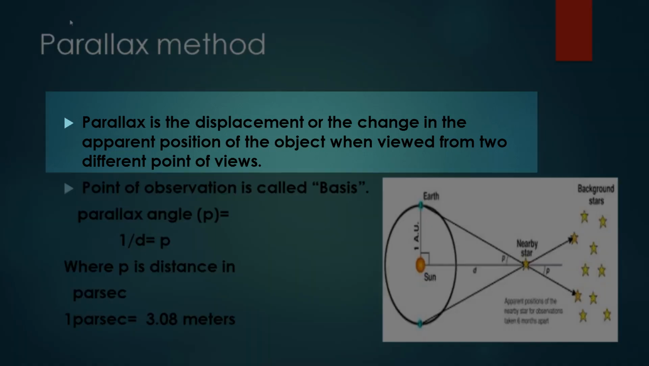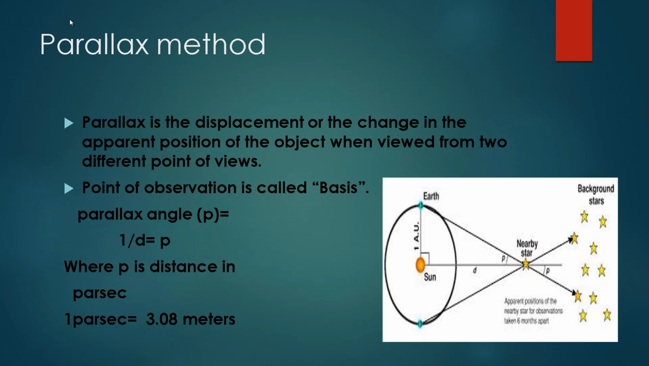So what is parallax? Parallax is the change in the apparent position of the object when viewed from two different points of view. Like you are seeing in the picture that sun is in the middle and sun and earth distance is 1 astronomical unit.